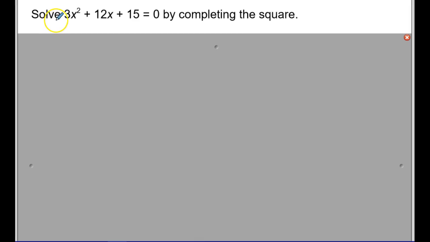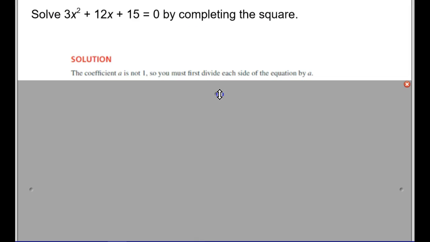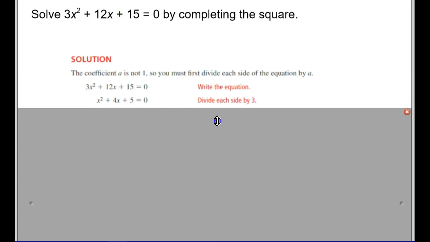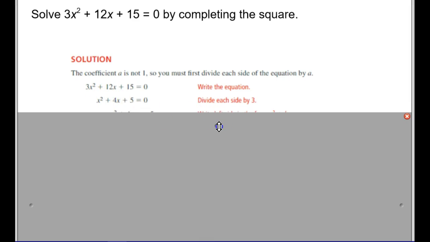Okay, so now let's look at this one. This one's a little more complicated because my a value is not 1. Right? In my last one, my a was 1. That is the first step when completing the square, is I have to get this a value equal to 1. So that's my first step here. So I divide every single thing by 3. And I rewrite that new equation. So now I have x squared plus 4x plus 5 equals 0.